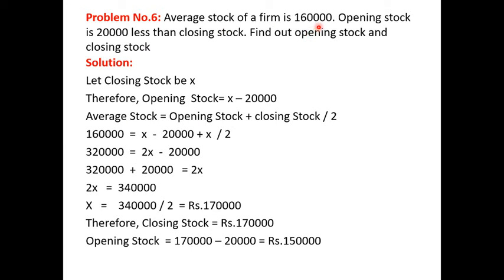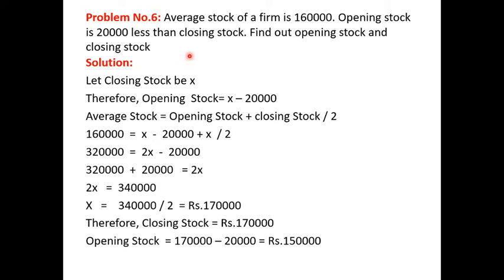Here average stock is given. Then opening stock, they are telling that it is 20,000 less than closing stock. If the closing stock is rupees 1 lakh, then opening stock is 20,000 less than closing stock, that is 1 lakh minus 20,000, so opening stock will be 80,000. Okay, now find out opening stock and closing stock.